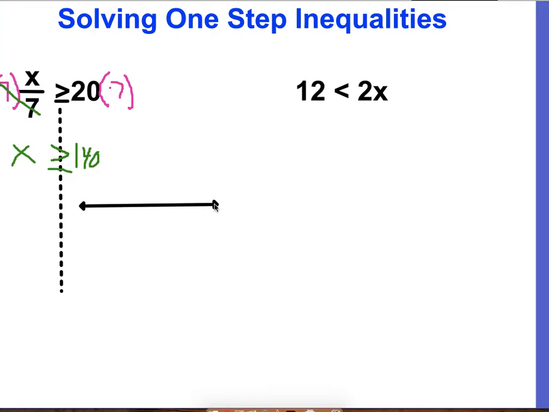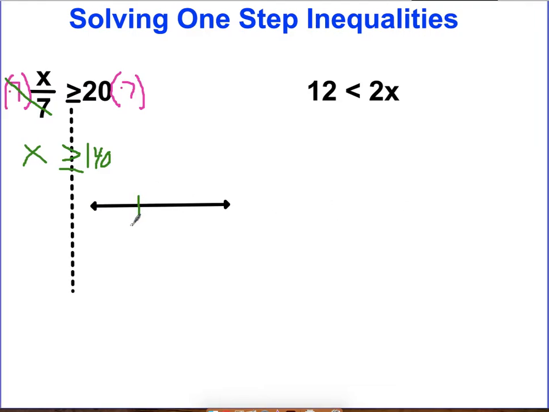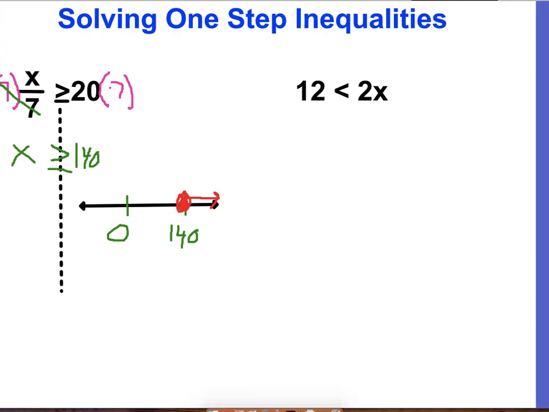So I'm going to draw my number line here. I have 0. 140 would be greater than that. I'll draw my circle around 140. And then since this is greater than or equal to, I fill in the circle, and greater than would be to the right. Let's look at one more example.